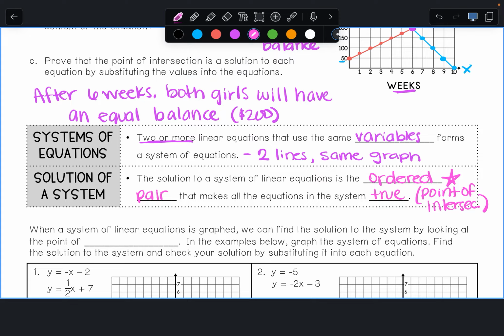Number 1. What is the slope of the first equation? Negative 1 over 1. So that means we're going to go up to the left. What's the y-intercept? -2. So we start by plotting the y-intercept. We go up 1, left 1, up 1, left 1. And graph your line. When you can't go up to the left, you can go down to the right, as long as it stays a straight line.